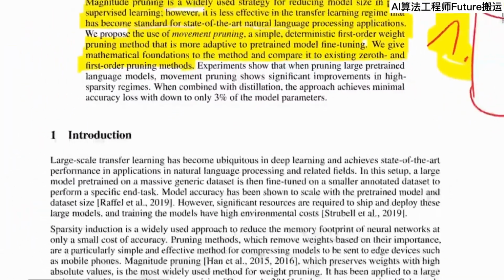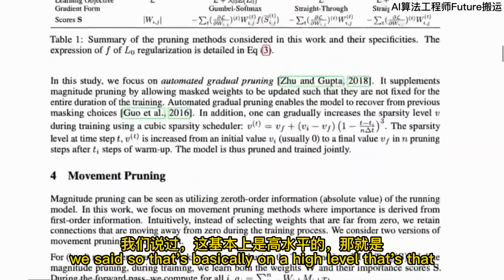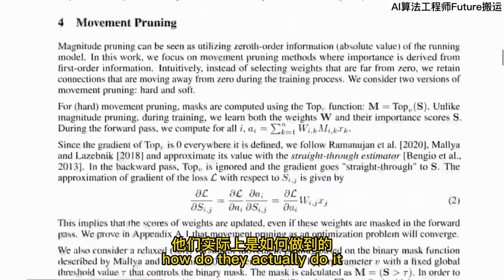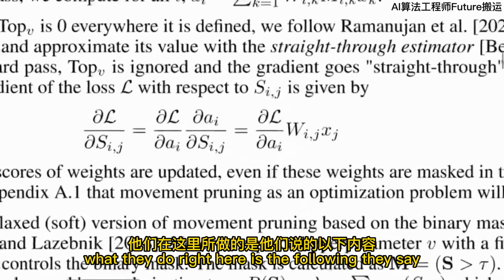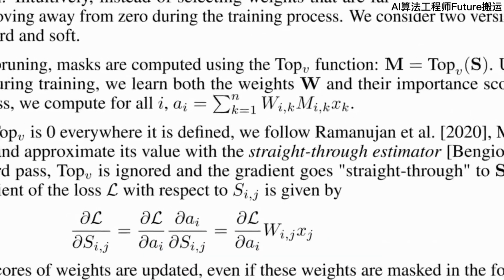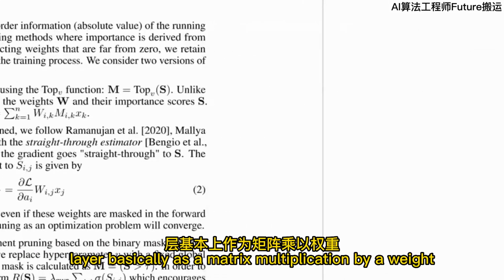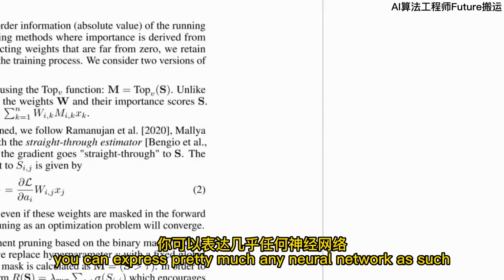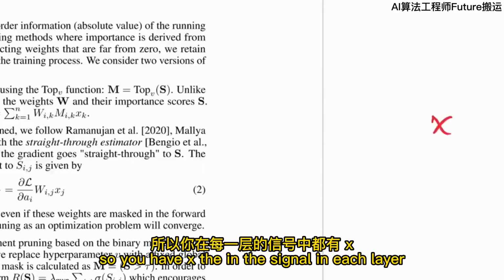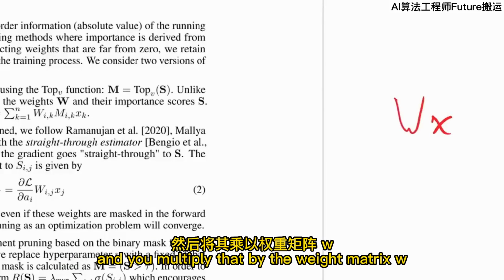Okay, so that's basically on a high level. Now, how do they actually do it? What they do right here is the following. They say we can define each network layer basically as a matrix multiplication by a weight. Now, you can express pretty much any neural network as such a multiplication with a weight. So you have x, the signal in each layer, and you multiply that by the weight matrix W.